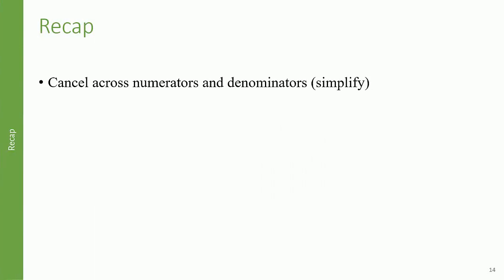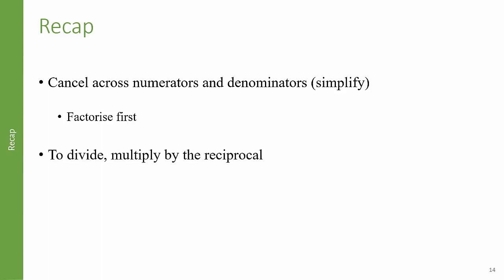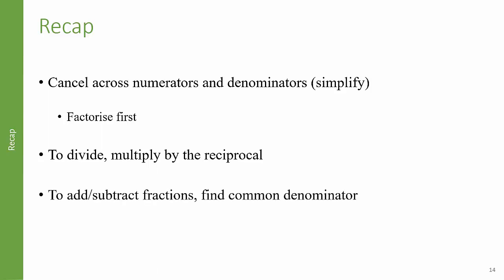So we've seen that we can cancel across numerators and denominators. That's called simplifying, because that means that we're cancelling out a multiplication and a division. We have to factorise first before we cancel. And to divide by a fraction, we multiply by the reciprocal. To add or subtract fractions, we firstly have to find a common denominator.